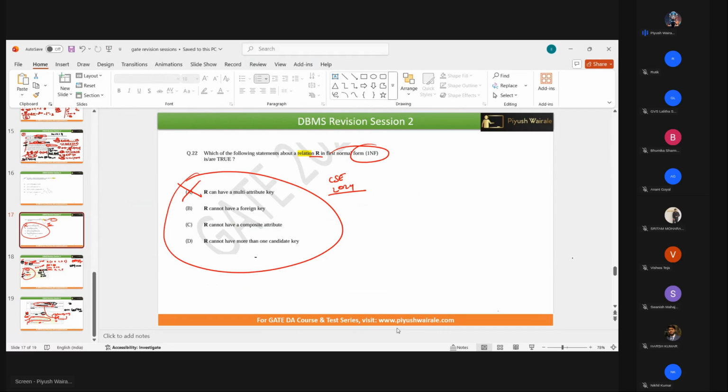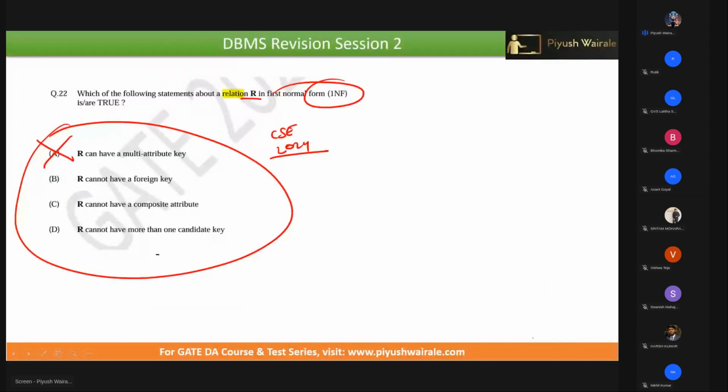So till then you try to solve this question. I'm checking which is the correct answer here, because R can have multi-attribute key. Multi-valued attribute and multi-attribute key are different things. Then A is the only correct option, because R can have foreign key.